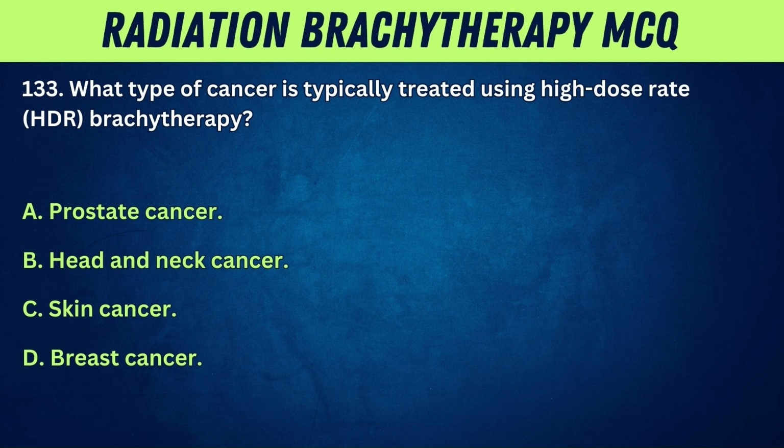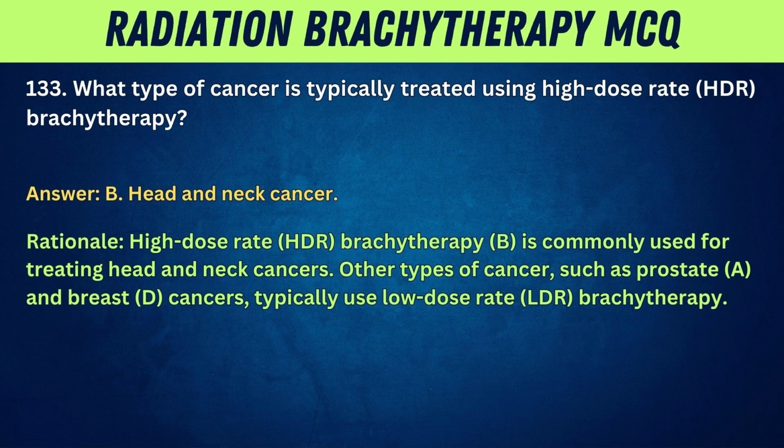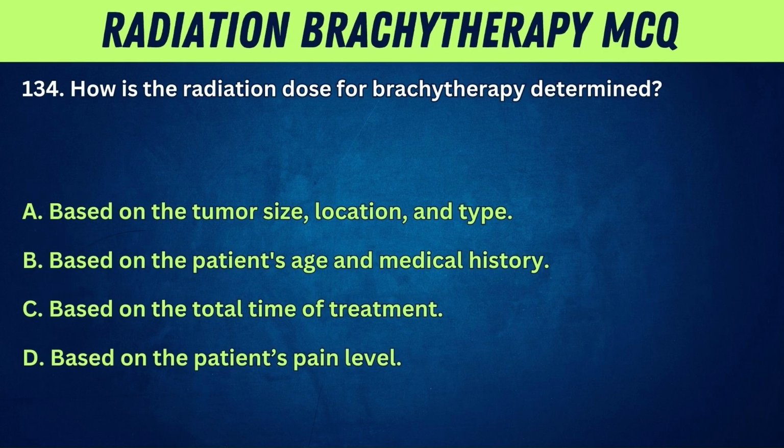A, prostate cancer. B, head and neck cancer. C, skin cancer. D, breast cancer. Answer: B, head and neck cancer. Rationale: high-dose rate, HDR, brachytherapy, B, is commonly used for treating head and neck cancers. Other types of cancer, such as prostate, A, and breast, D, cancers, typically use low-dose rate, LDR, brachytherapy.